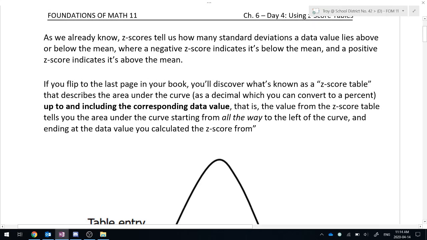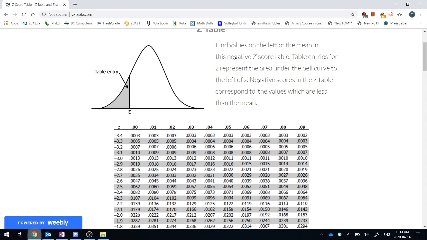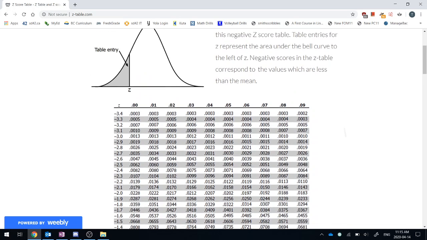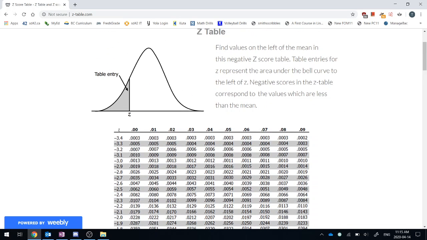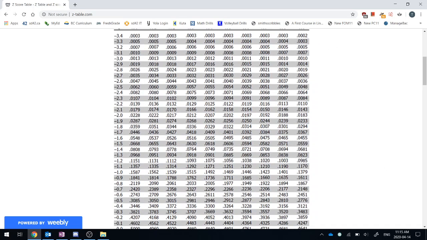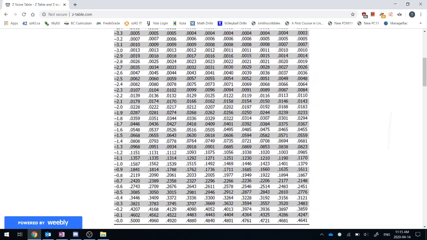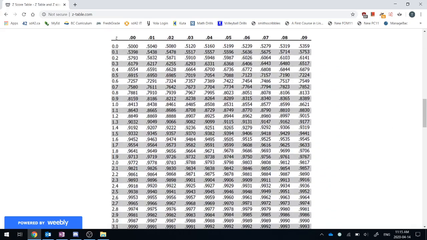So what I want to show you is what we call a z-score table. If you still have your workbook, flip to the last page and you'll see something that looks like this. If you don't have your workbook, you can go to z-table.com and get your own copy here. What we have is a big table. Actually, we have two big tables. This is one, and if you scroll down a little more, you get another one.